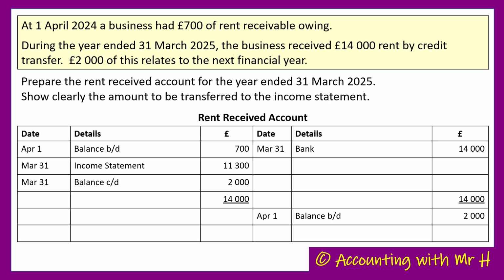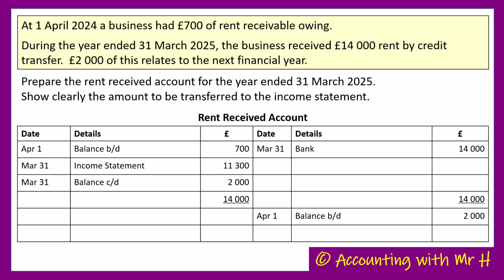It said at the start there was rent receivable owing of 700, but remember this is an income, so somebody owes us £700. So that's what we call income due. So from our point of view, it's an asset, which is why the balance brought down is on the debit of 700. During the year, we received 14,000 by credit transfer. So that's an income, which is why it's on the credit.